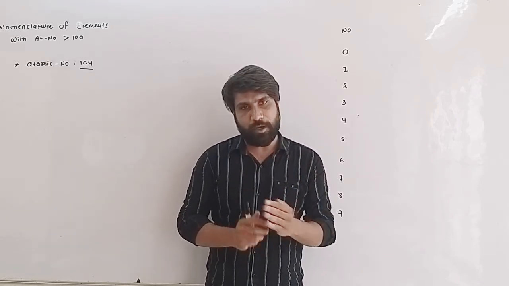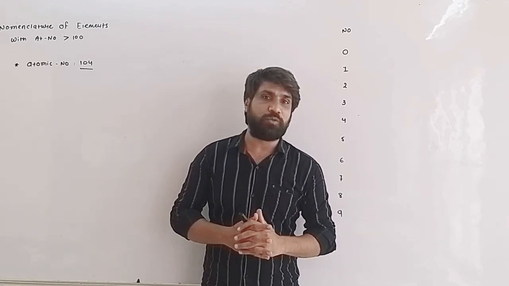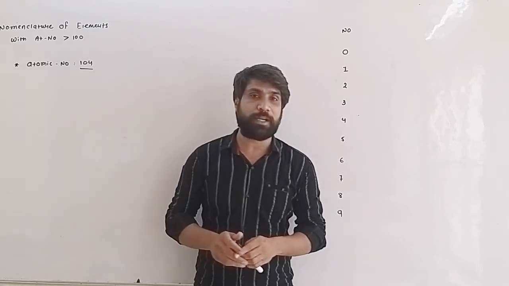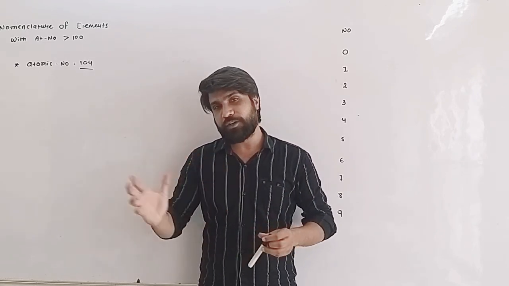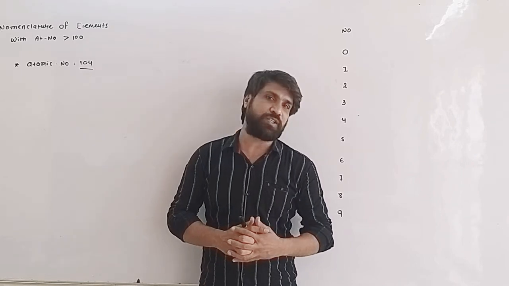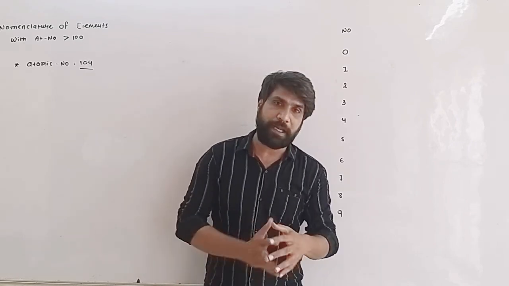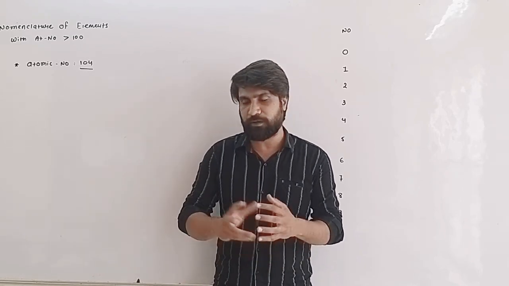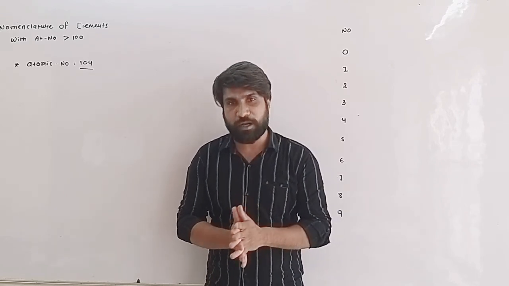So America gave the name Rutherfordium and the Soviet Union gave the name Kurchatovium. So two names were given for atomic number element 104, and there was a problem between America and the Soviet Union about that 104. So finally IUPAC, the International Union of Pure and Applied Chemistry, which decides nomenclature and all the rules, stepped in.